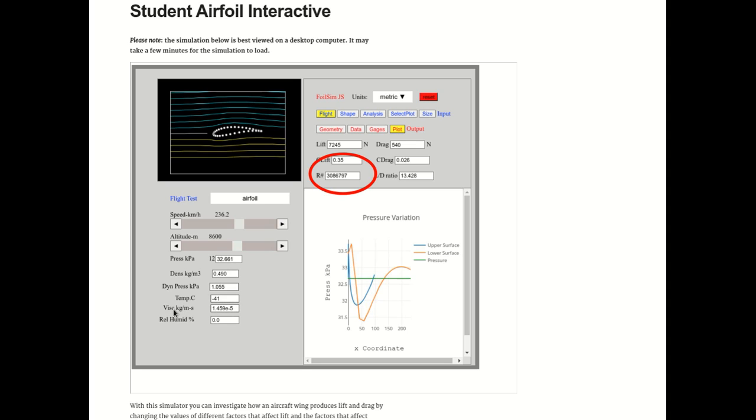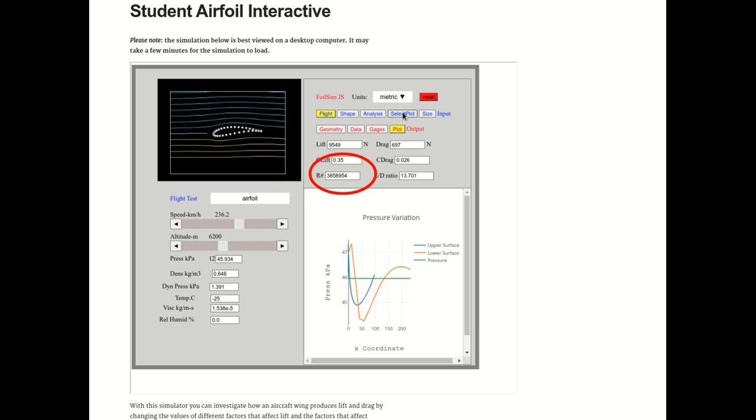This is mu in our equation, and you can see that as we climb, this number gets lower, and as we decrease the altitude, it gets higher. So it's this relationship of density and viscosity that causes the Reynolds number to change.